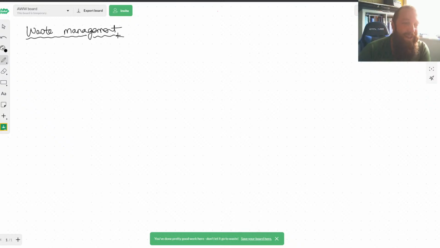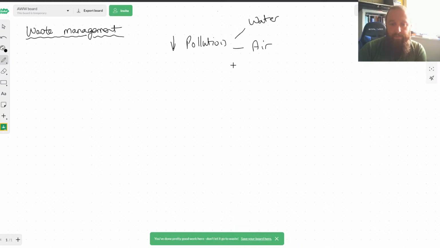Anyway, moving on. Let's have a look at waste management. So, what we're looking at trying to do is we're trying to reduce certain forms of pollution. And we can separate this into water, air and land.